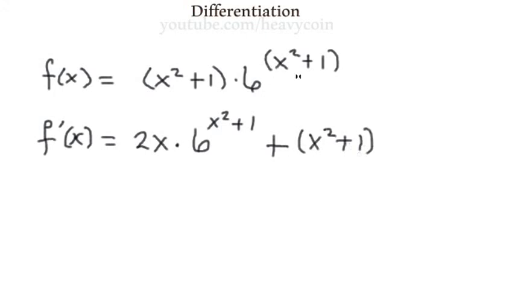Then we take the derivative of the second part, so the derivative of x squared plus 1 is 2x, and then we just rewrite 6x squared plus 1, and then we want to clean all this up. Really the only thing we do is take this 2x and bring it out front. And if you want to factor, you can factor it also. Alright.